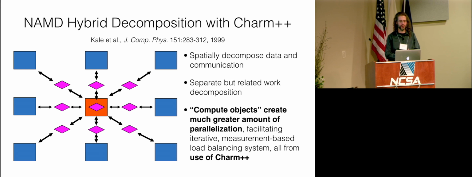Within this context, NAMD was already a scalable parallel program using a hybrid decomposition with Charm++, similar to the diagram that Jim already showed you. The idea is that not only do we have a spatial decomposition of atoms, we also have a decomposition of the work that's being calculated between these patches of atoms. For each patch of atoms, we actually have 27 interactions with its neighbors. That gives us a large amount of work that we can schedule for load balancing. This is what Charm++ enabled us to take advantage of.